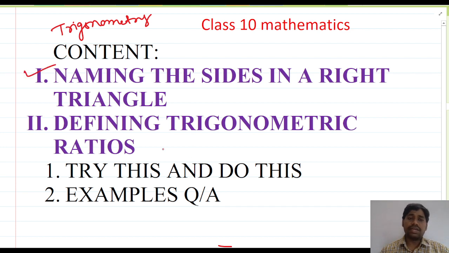Okay, in today's class, I am going to discuss the naming of sides of a right angle triangle and, at the same time, the defining of a trigonometric ratio based concept. Do these, try this, as well as example questions I am going to discuss now.